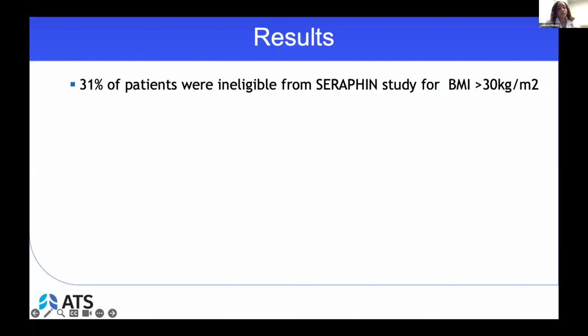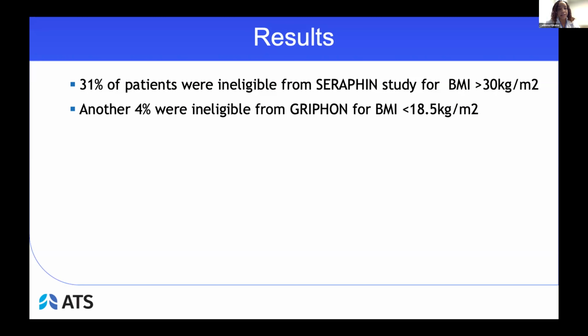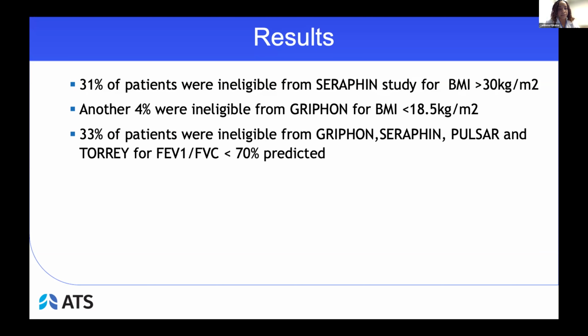What we found in our results was that 31% of our patients were not eligible by the inclusion or exclusion criteria for Seraphim based off of having a BMI that was greater than 30. And then another 4% were ineligible for Griffin trial based off of a BMI of less than 18.5. The other trials did not have a weight criteria, so we could not get more information on that.